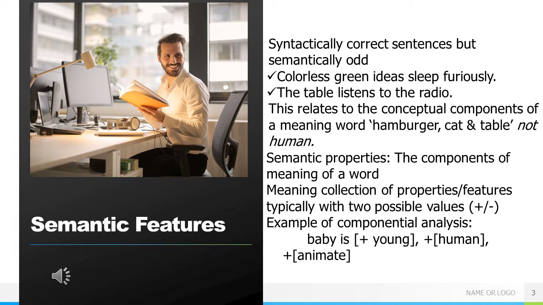there is a baby. Baby has a meaning. The first meanings are young, human, and animate.